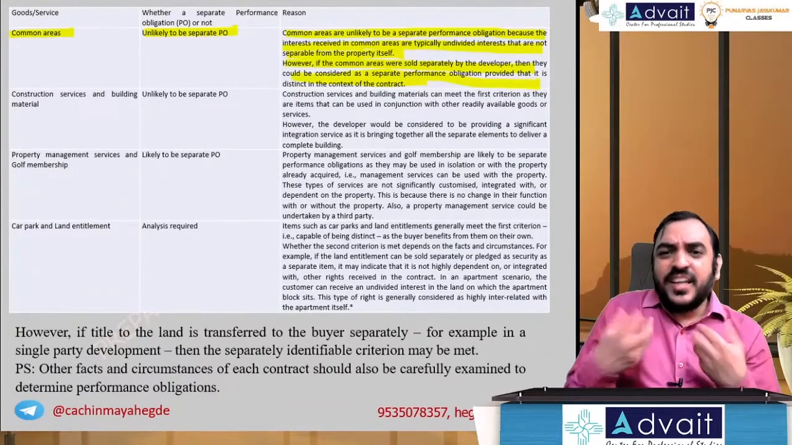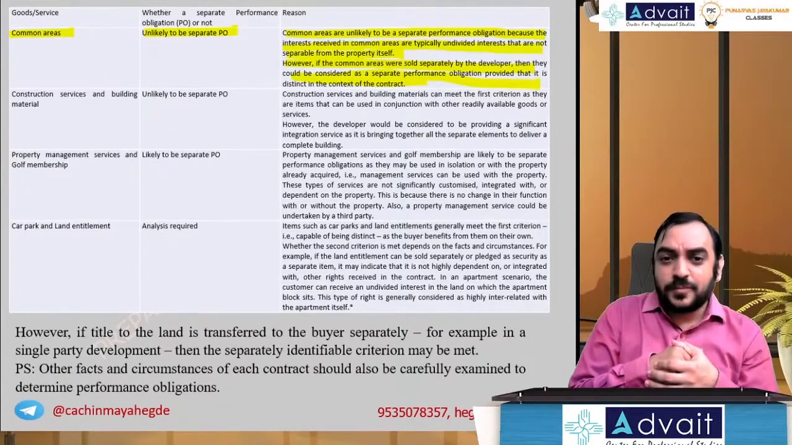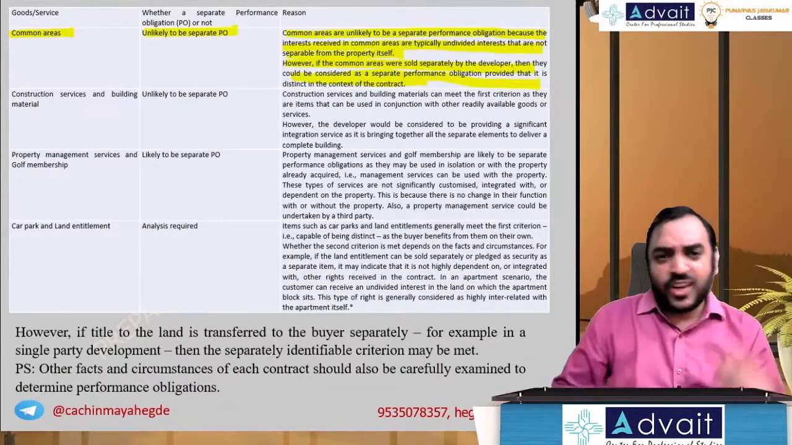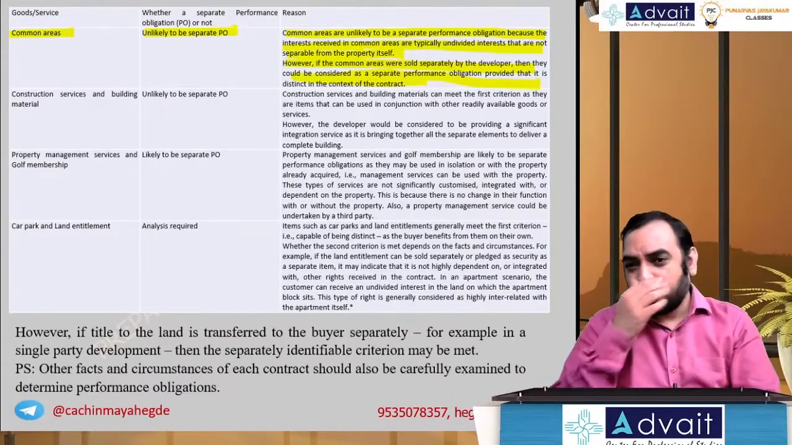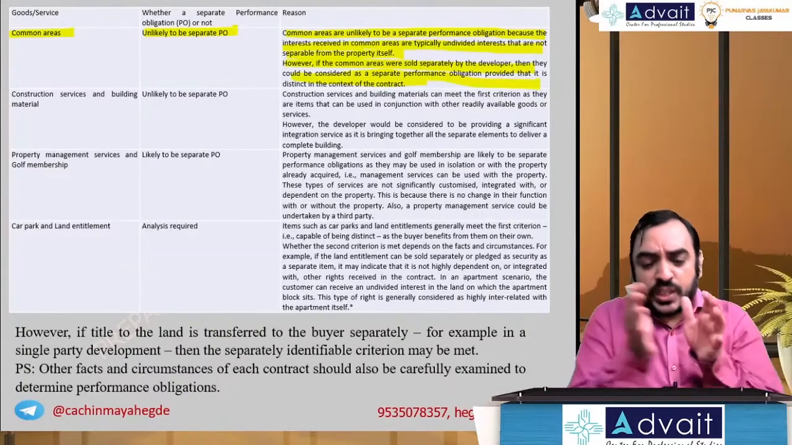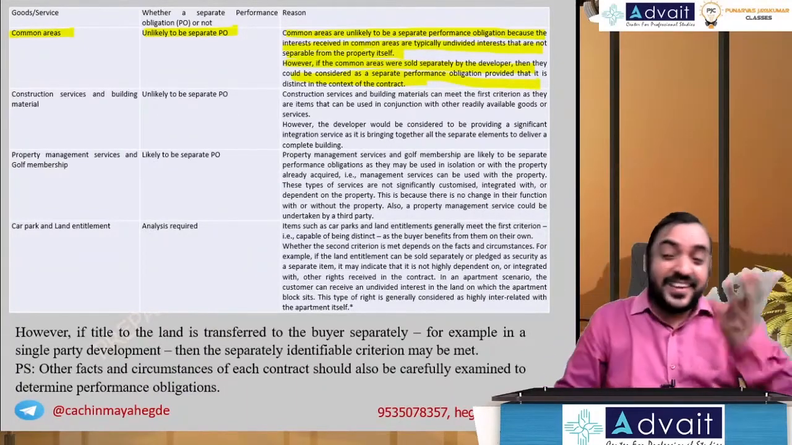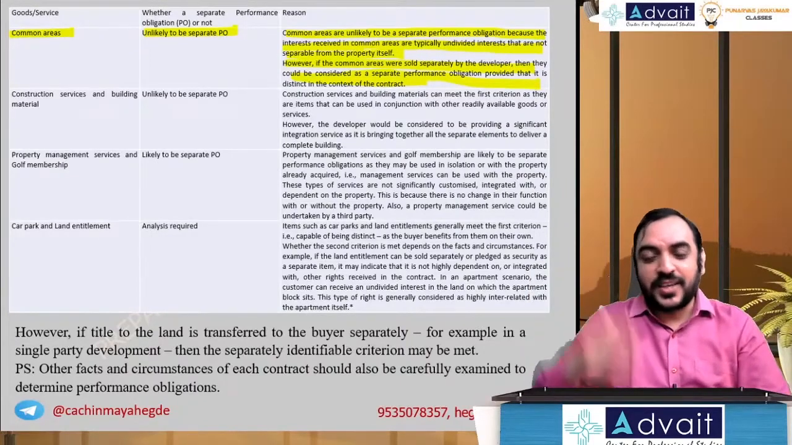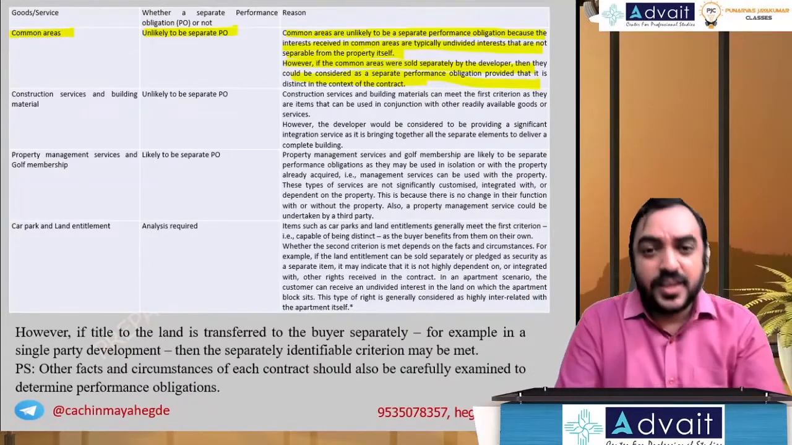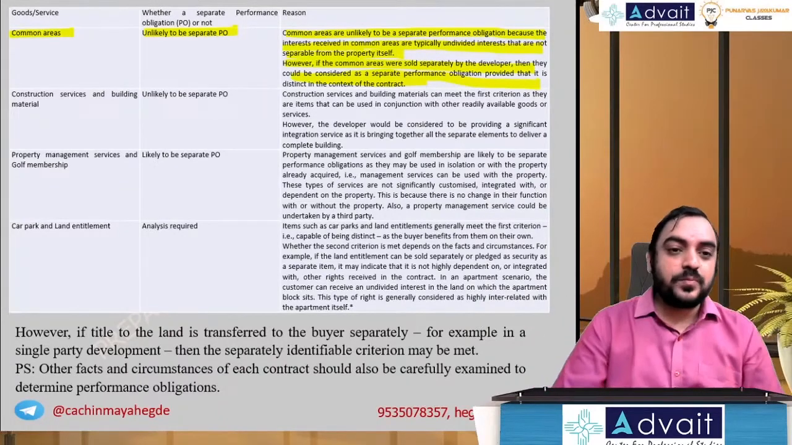Typically, individual people don't get any specific benefit out of it. Therefore, typically, they are not a separate performance obligation. Exceptional cases are there. In some cases, this common area belongs to this person. But if you have such an arrangement, it can be there practically in some cases. Then it will be a separate performance obligation. But normally, it is not.